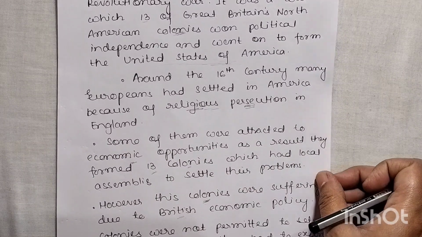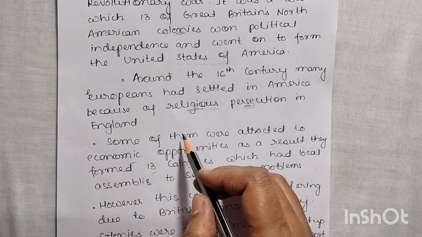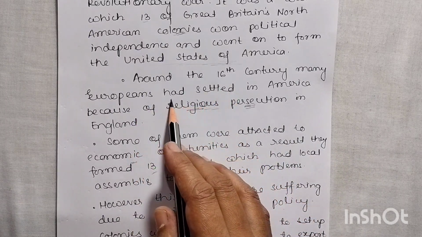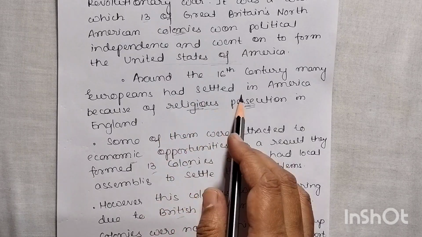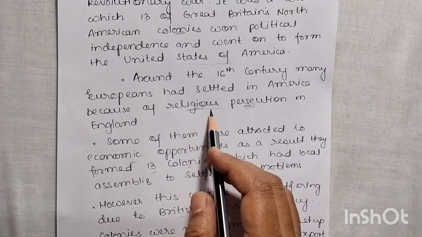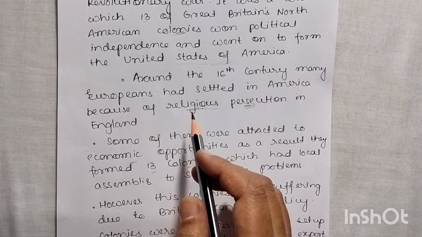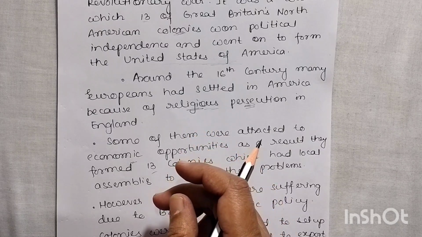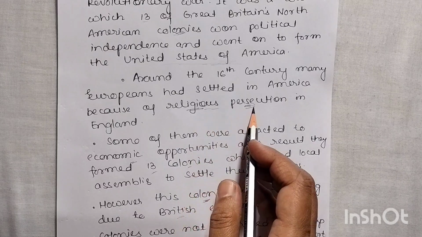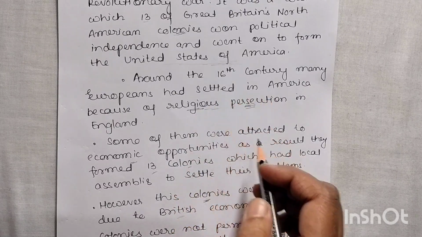Around the 16th century, many Europeans had settled in America because of religious persecution in England. Now what happened? The Europeans during the 16th century shifted from Europe and settled in America, due to religious persecution. Now what is religious persecution? That is systematic ill treatment, sometimes done by an individual or a group of people because of religious belief. So the people were fed up of this religious persecution, and due to this they began to migrate and settle in America, okay.